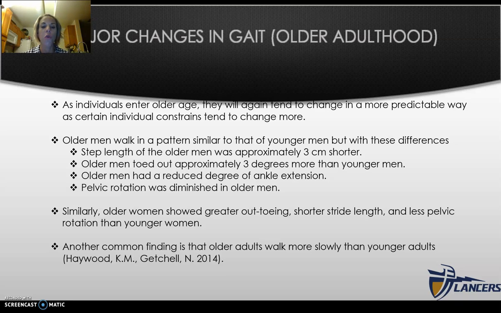In addition, older women showed greater out-toeing, shorter stride length, and less pelvic rotation than younger women. Another common finding is that older adults walk more slowly than younger adults. This could be due to spatial orientation or balance issues, but I'll get into that in just a few minutes.